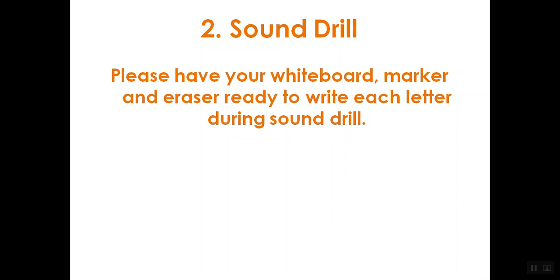This is a letter. Its name is R. What sound do you make when you see the letter R? Good. It's R. R is a voiced consonant sound. Perfect. Hey, we made it through our cards. Let's move on to sound drill. Have your whiteboard, your marker, and your eraser ready, and you will write the letter for each sound that I make. Let's get into it.